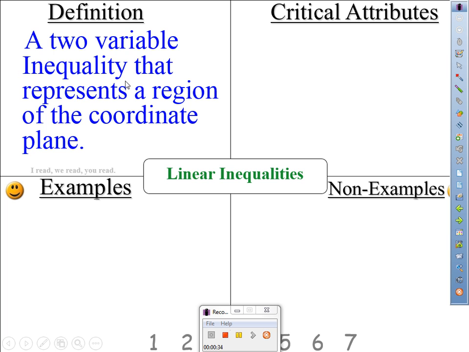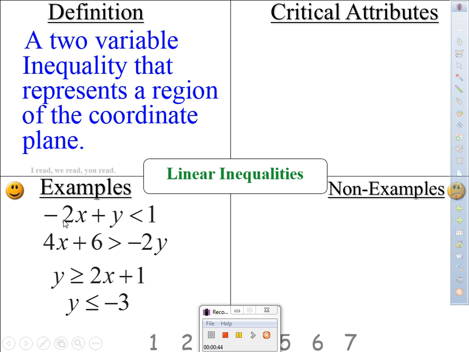A two-variable inequality that represents a region of the coordinate plane. What are those? Here they are. Examples: negative 2x plus y less than 1, 4x plus 6 greater than negative 2y, y greater than or equal to 2x plus 1, and y less than or equal to negative 3. Copy those, please.